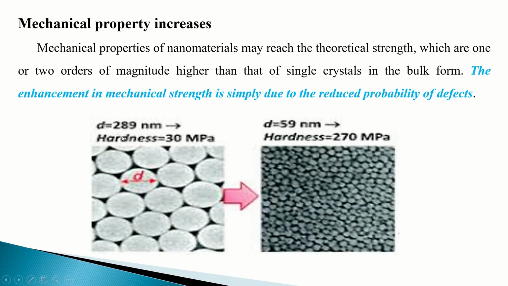So you can see here, when the diameter is 289 nanometer, the hardness of this particular material is 30 MPa. But when we go down in diameter, which means we are going down in size, then the hardness increases. This is mainly due to the reduced probability of defects in the arrangement of the atoms in the lattice.